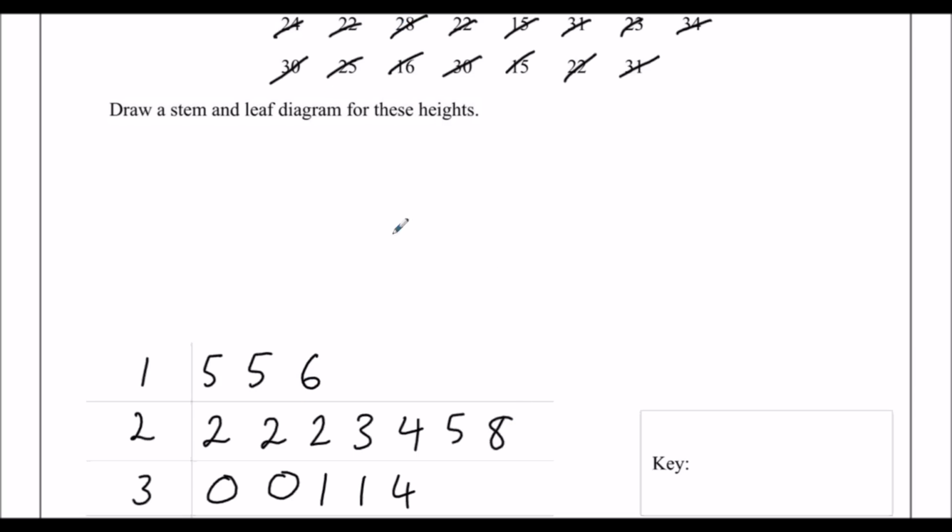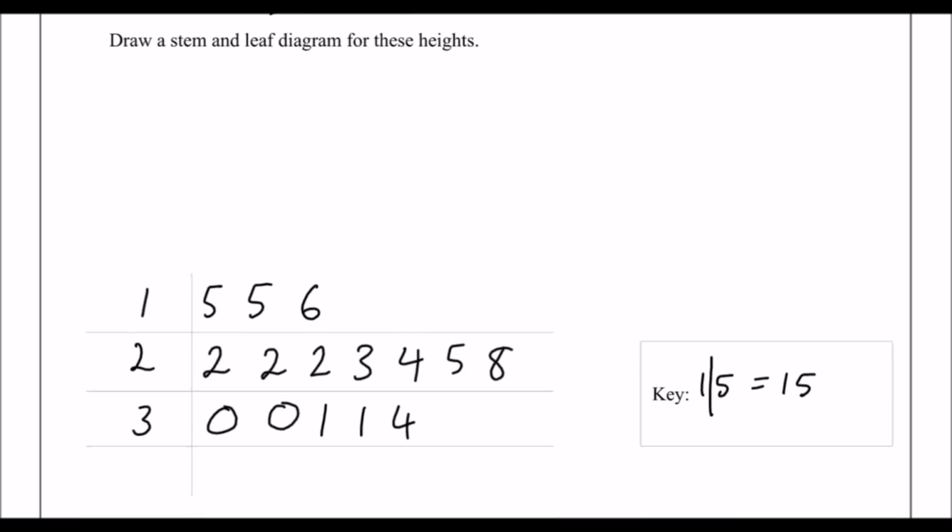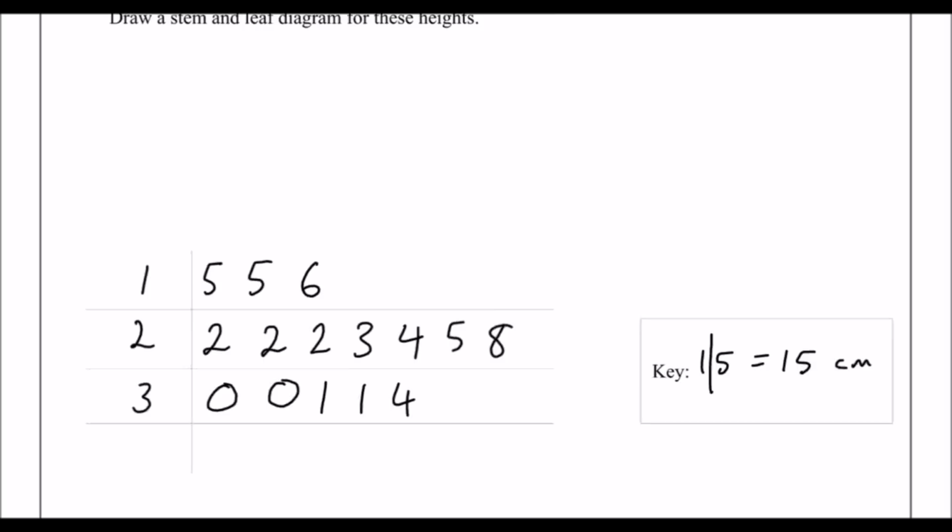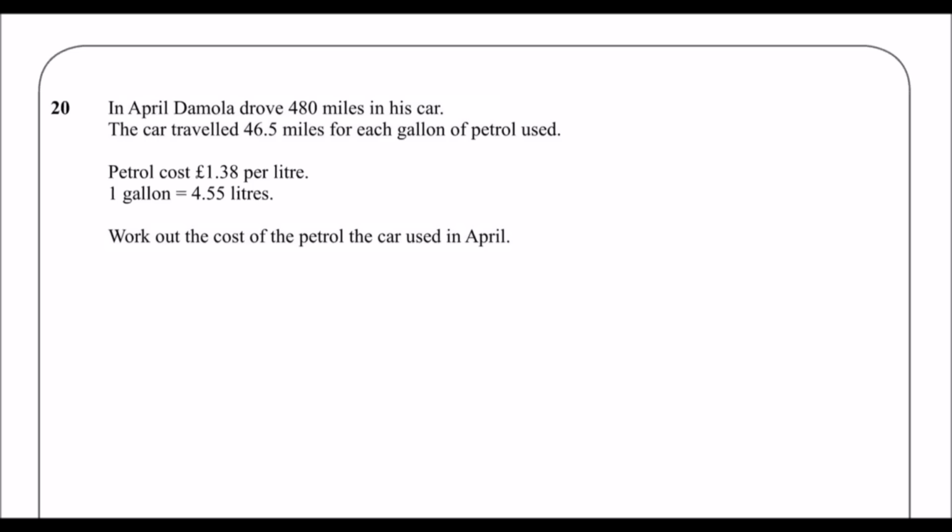So I've crossed off all of them. We should have 15 here. 1, 2, 3, 4, 5, 6, 7, 8, 9, 10, 11, 12, 13, 14, 15. So it's ordered. We've split up the tens from the ones, and we just need to write the key. So 1, line 5 means 15. And it's centimeters. We could write centimeters. We don't have to. And that is our stem and leaf diagram.